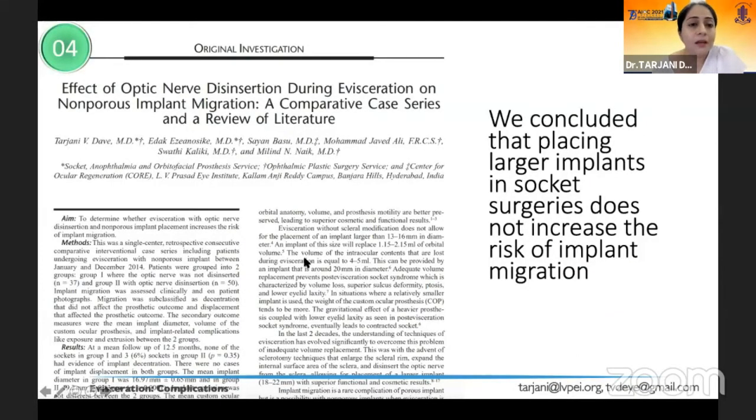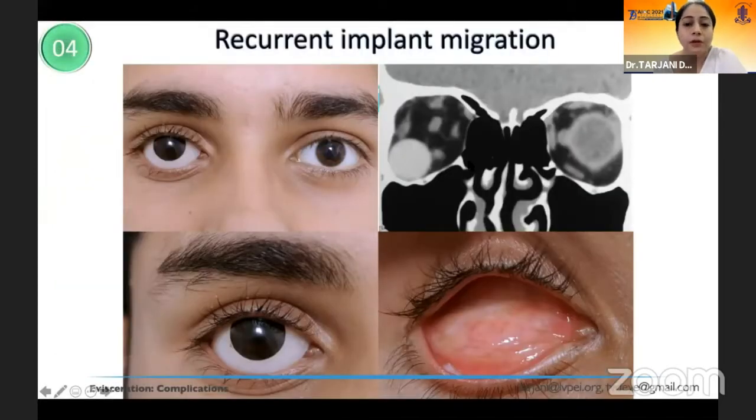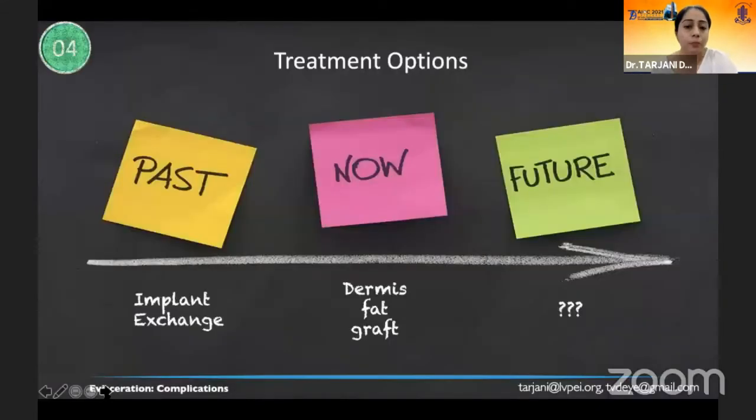In essence, this is just one series that we published, which told us that migration is not very common, but nonetheless, we went ahead and defined migration. So what is implant migration? When you see that the implant that you have placed is not central within the intracorneal cavity and has gone inferotemporally, that is what is termed as implant migration. And as you can see in this gentleman, the prosthetic eye is actually resting on the lower eyelid and not in the inferior cul-de-sac as it should normally do.